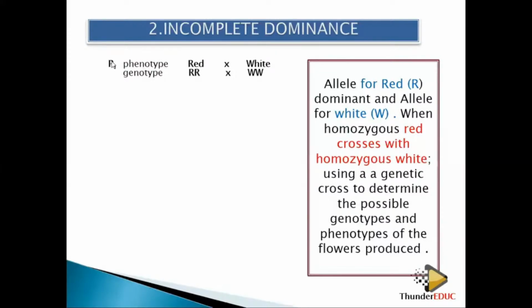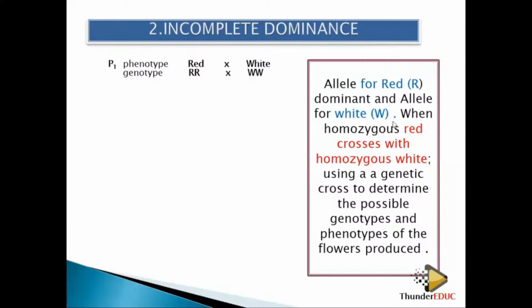I have P1 phenotype red. I get it from the question: red crosses with the white. They're saying it, red crosses with white, from the question. So I always get that mark from there. You have 3 marks free without even thinking. Then genotype.